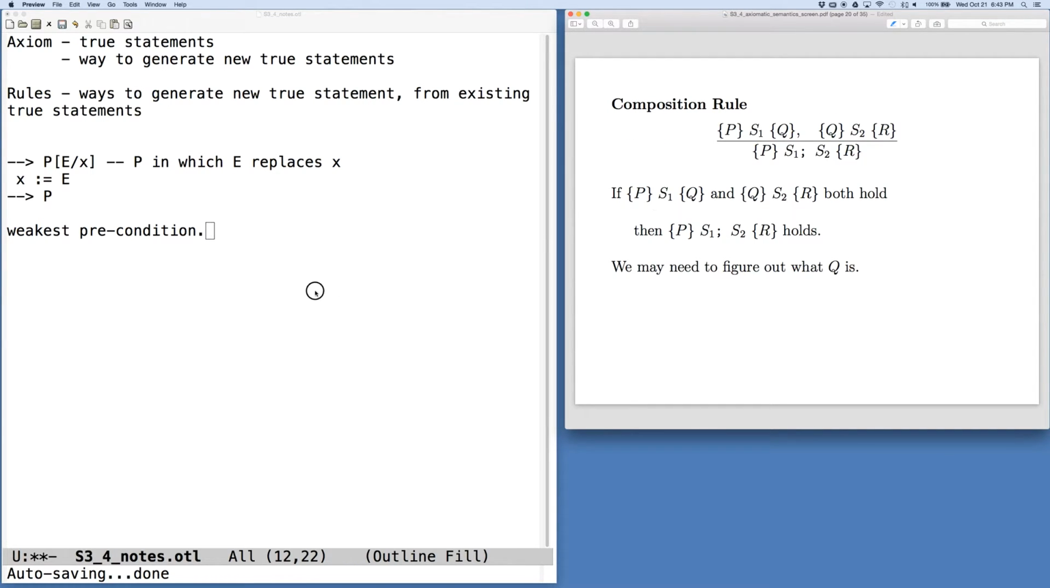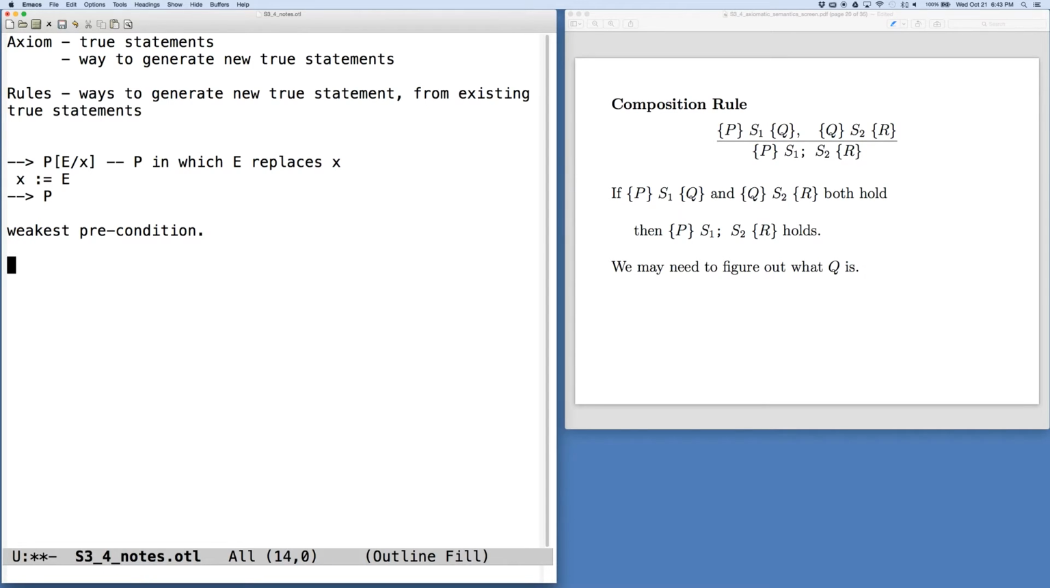All right, the composition rule. So this is where we're putting together statements in sequential order. Right, so sequential composition. So here we think of having some statement S1 and a statement S2. And what we expect or want to happen is that R holds at the end after both have completed. And we're asking, you know, what is P? P is our precondition here that is going to be true before.